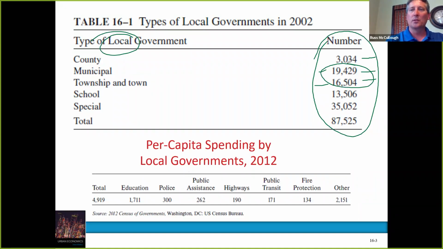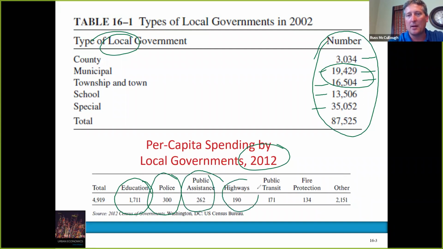And then schools and just special purpose things like unique water treatment type stuff, or unique little small governing things that might have a special purpose. So spending by local governments in 2012. So this is per capita, so per person. How much are we spending on education, police? And this is just $300, public assistance, highways, public transit, fire protection, and then miscellaneous other.